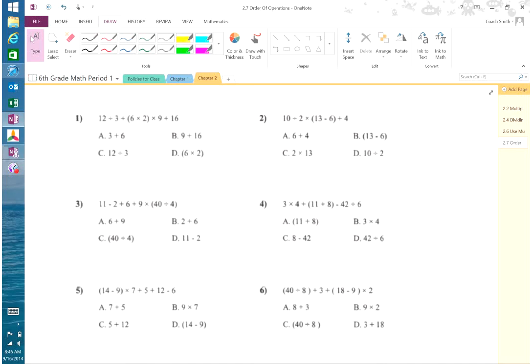So by order of operation, am I going to do A, 3 plus 6, or B, 9 plus 16, or C, 12 divided by 3? Oh, that's a division. Is that a division sign? Yeah, okay. 12 divided by 3, or D, parentheses 6 times 2. So what am I going to do first, Emma? Which one? Parentheses, yeah, D.